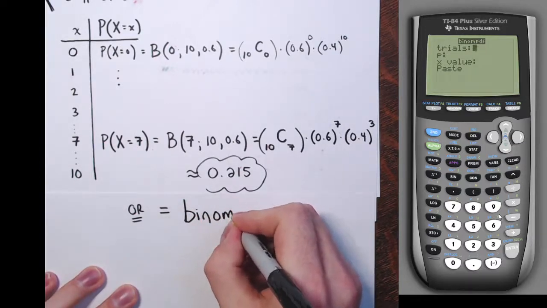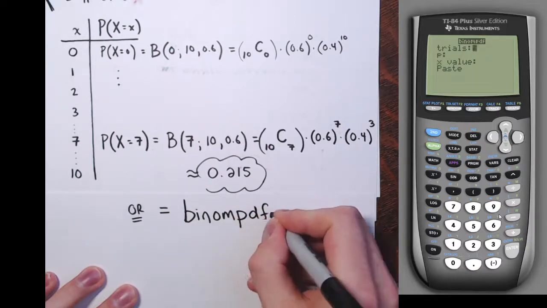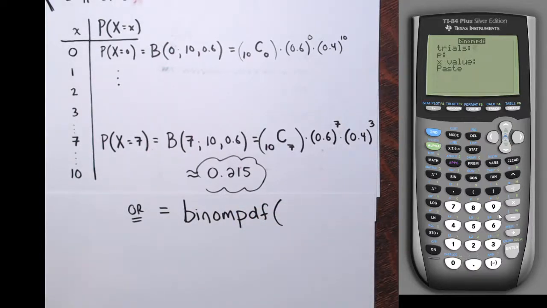Binom PDF. And now if you have a newer one, like mine's a little bit newer, this screen pops up where you enter the number of trials. There were 10 of them, right? 10 free throws. Then you have the P, that was the probability of success on one trial, 0.6. And then the X value is the number of successes. I want to know the probability of getting exactly 7 out of these 10 free throws.